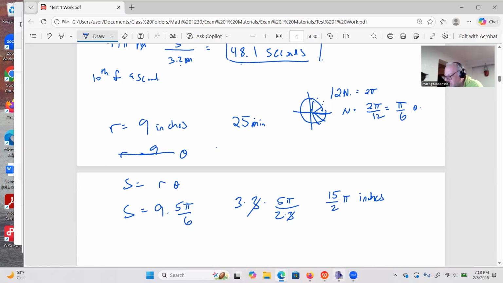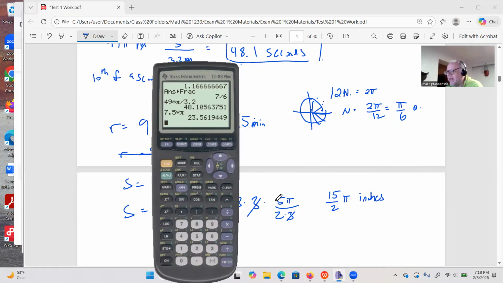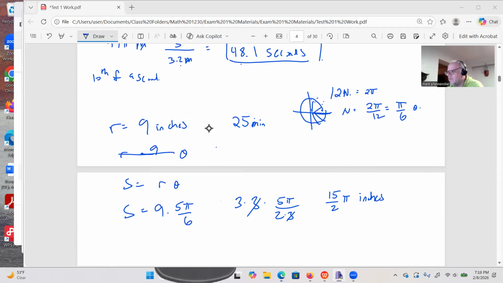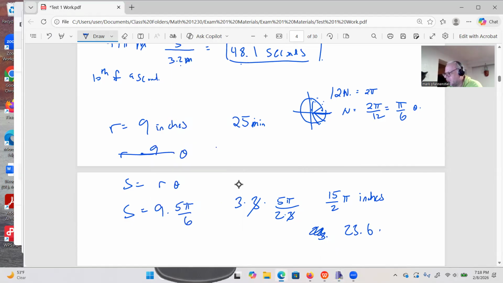Okay, and again, this is going to say to the nearest tenth of an inch. Just keep it to one decimal place. So we have 15 divided by 2, which is 7.5. 7.5 times pi, okay, and that's going to be our answer. So we have 23.56. We want to round it to the nearest tenth. So it's going to be 23.6 inches. And that would be our answer for that third one there.